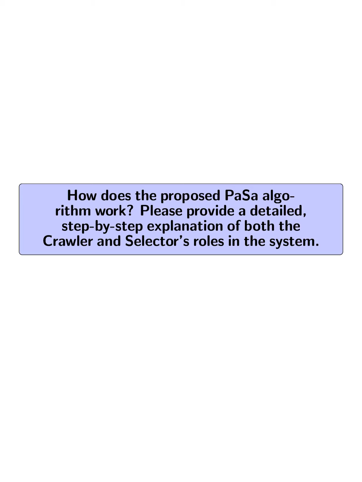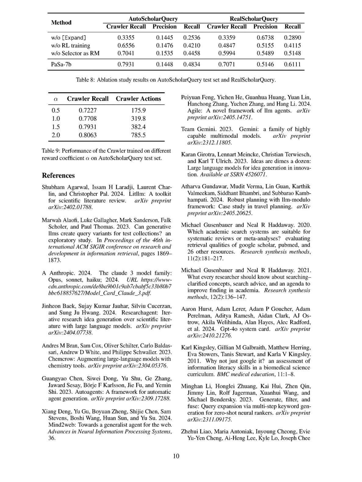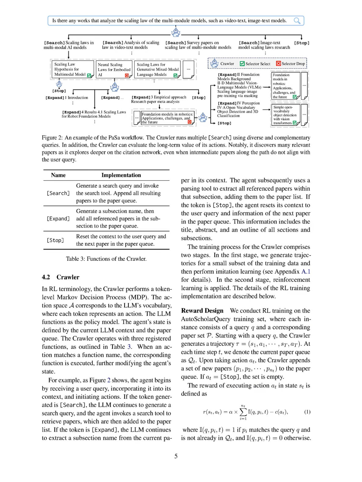How does the proposed PaSa algorithm work? Please provide a detailed, step-by-step explanation of both the crawler and selector's roles in the system. The proposed PaSa algorithm operates through two main components, the crawler and the selector. 1. Crawler. The crawler begins by receiving a user query and generating multiple search queries to retrieve relevant academic papers. It utilizes a token-level Markov decision process, MDP, where actions correspond to tokens in the LLM's vocabulary.